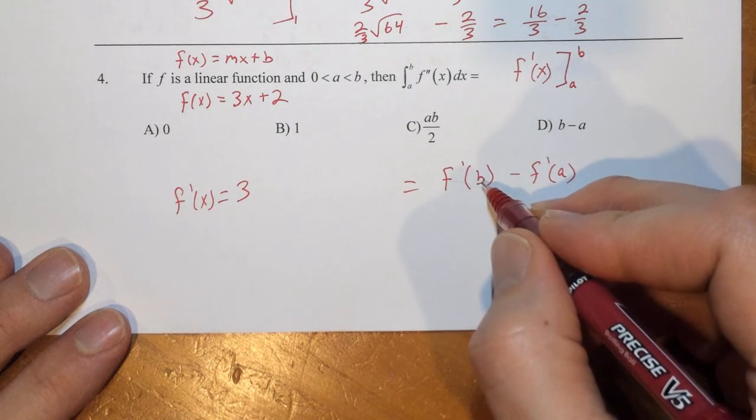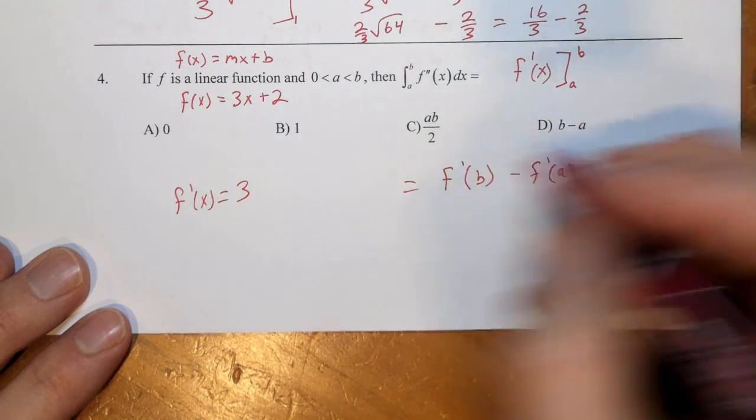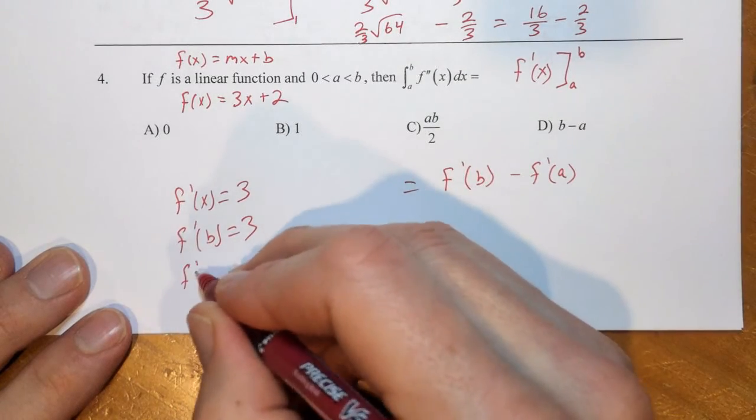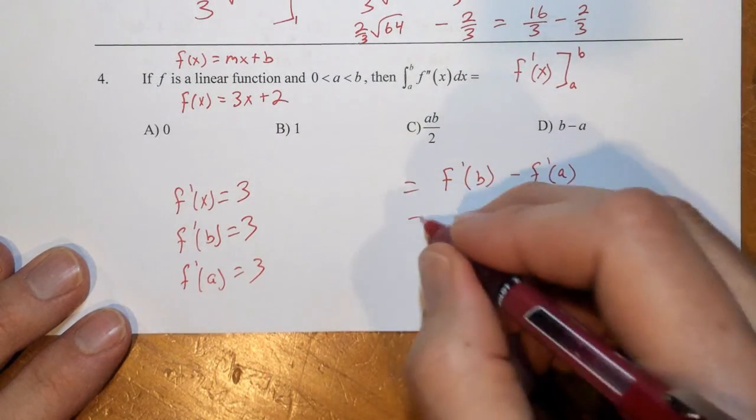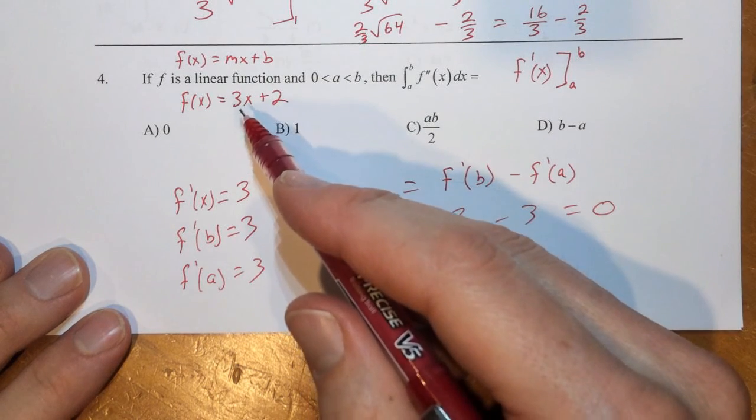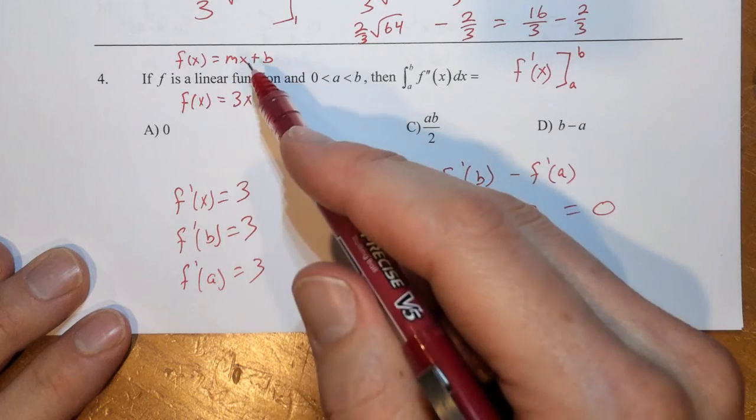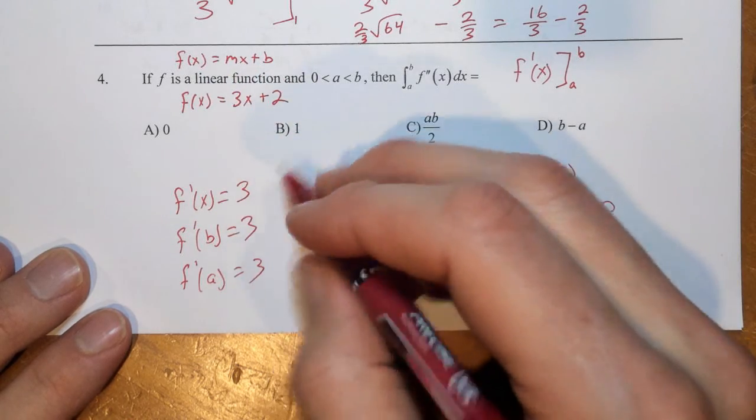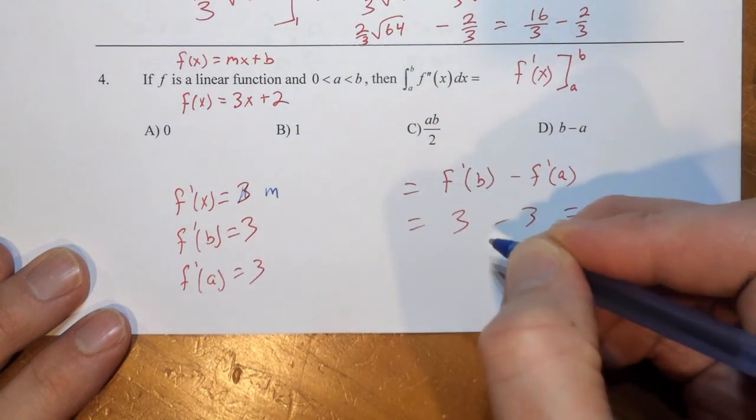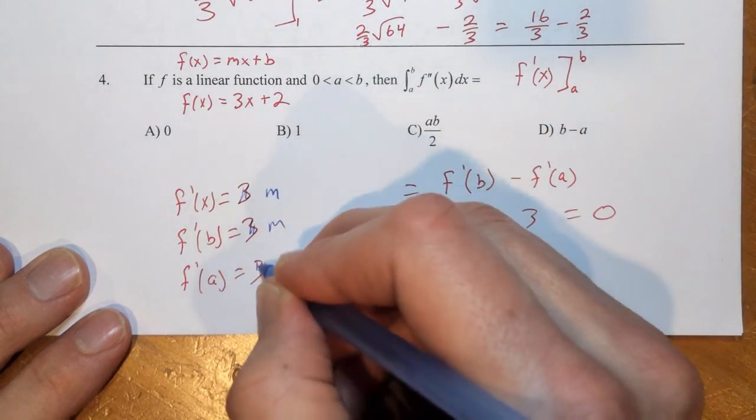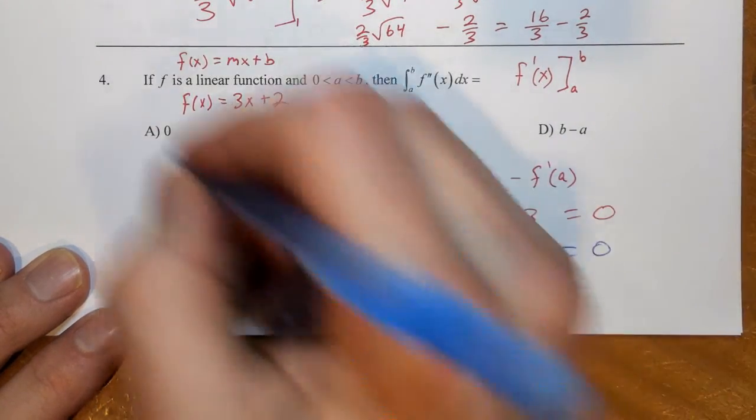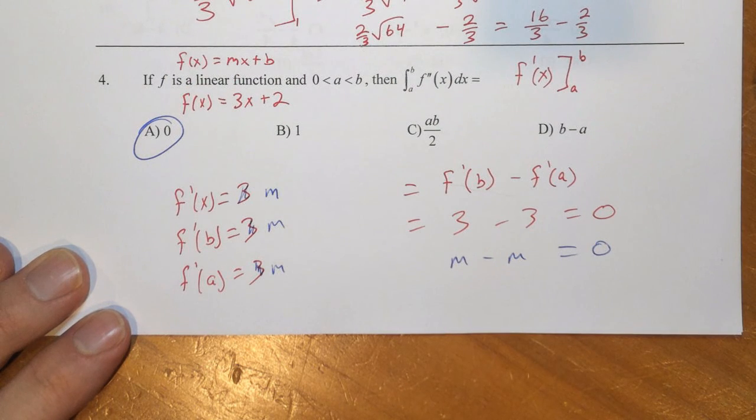So what do we have to do? We have to plug b and a into f prime. What's f prime of b? It's still just 3. What's f prime of a? That's also 3. So we end up having 0. And again, that's just with me picking a number. It didn't have to. If I left it as mx plus b, f prime of x would just be m. And f prime of b would be m, and f prime of a would be m, and we would have m minus m, which, once again, is 0. One way or another, we're ending up with that 0.